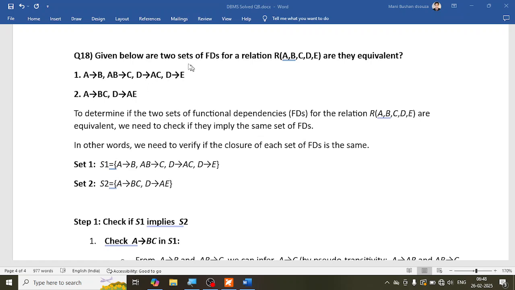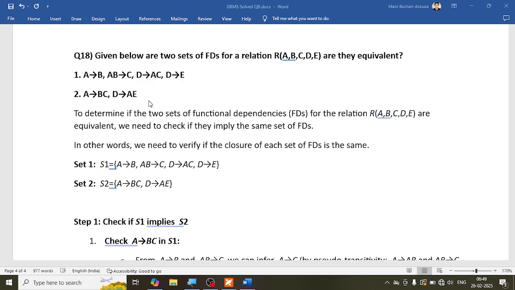This is one set of dependencies that they have given. And they have given the second set, that is A derives BC and D derives AC. Now they want us to know whether these two sets are the same. In other words, given the two sets of functional dependencies, we have to show that both of them give the same closure. So the closure of this set and the closure of this set are equivalent.